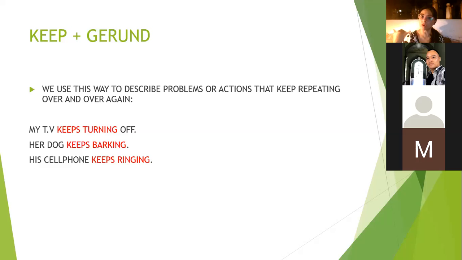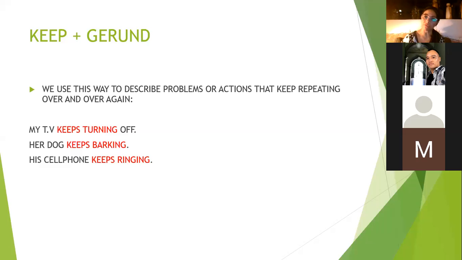So someone is calling you over and over and over again, and I said, oh my goodness, his cell phone keeps ringing, all right? Or I said, her dog keeps barking again and again and again. My TV keeps turning off, all right? So for some reason, my TV keeps turning off. So the action or the problem is happening again and again and again, all right? So when a situation like that happens, then you have to use the verb keep plus gerund.